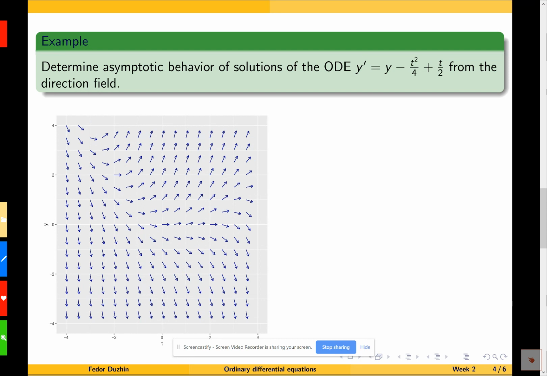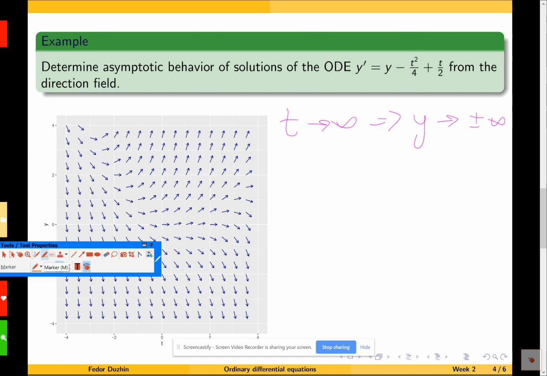Next question. Determine asymptotic behavior of solutions of these differential equations. Now, what we definitely see from the picture is that regardless of the initial value, well, at least for most initial values, if t goes to infinity, then y tends to plus or minus infinity. So sometimes plus infinity, sometimes minus infinity. But at the same time, there is a certain pattern.